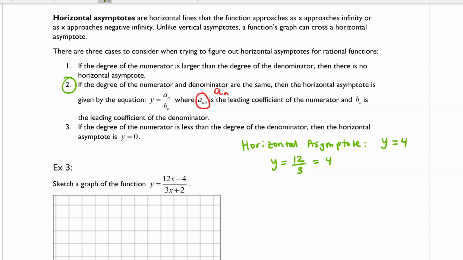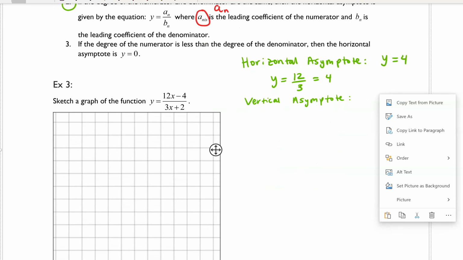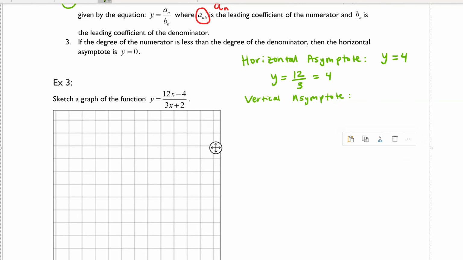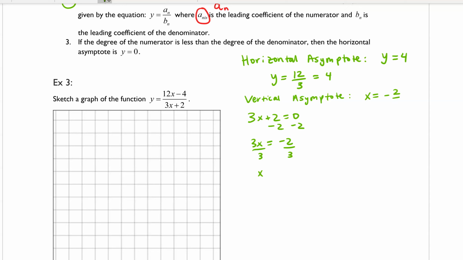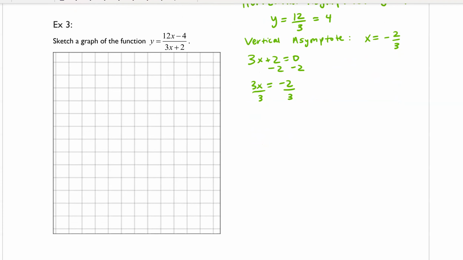Okay, now our vertical asymptote occurs when the denominator is equal to 0. So what we can do is set our denominator equal to 0 and solve for when that happens. So we have 3x plus 2 equals 0, and I'm going to subtract 2 on both sides. So we get 3x equals negative 2, and then I'll divide both sides by 3, so we get x equals negative 2/3. Okay, so now that we have that information, that's going to be helpful for us to graph our function.